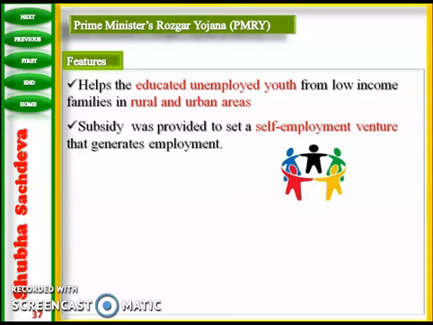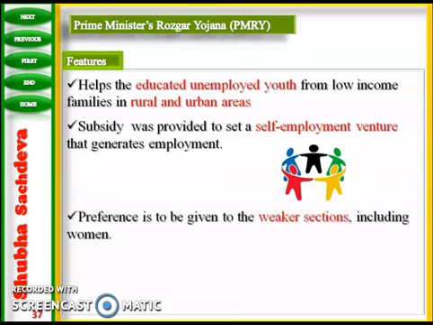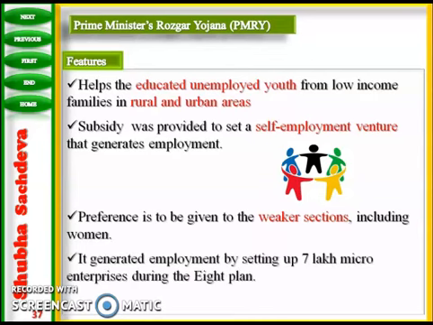So that they can start their own work. They are providing subsidies, and when they start up their own venture, they will no more be unemployed. They will become employed. And preference is to be given to the weaker sections, including women, so that they will be able to work on their own and earn some income. And when they earn some income, definitely they will come above the poverty line, because these programs are specially made to eradicate poverty.